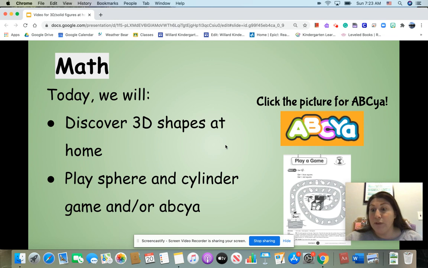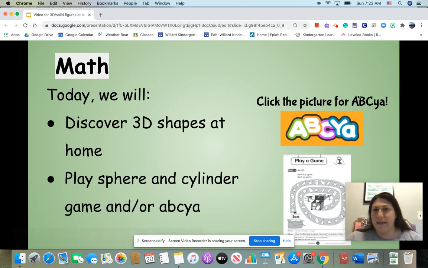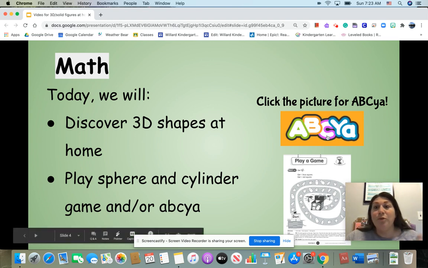Now, the next option that you could do, so either the game or you could play some of the math games on ABC. This picture is linked to a math game on ABC. I think it's a shape game. So you can even play both if you really want to. If you really like the game and you want to play ABC, you could do both too.